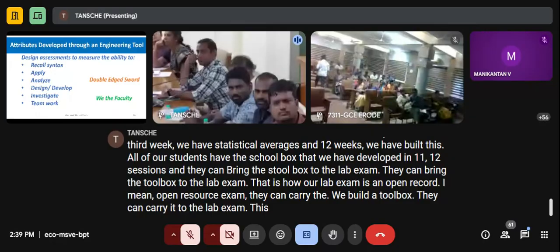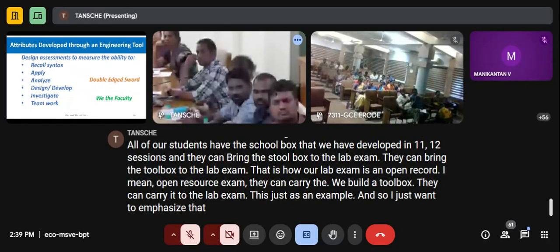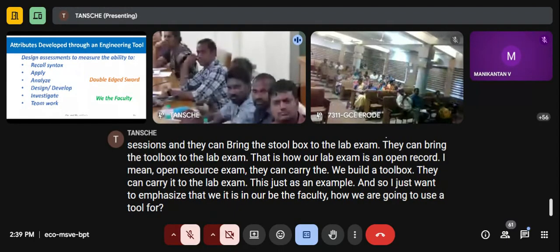This is just an example. And so I just want to emphasize that it is in we, the faculty, how we are going to use a tool for our students.